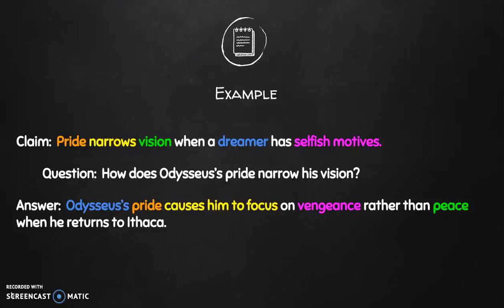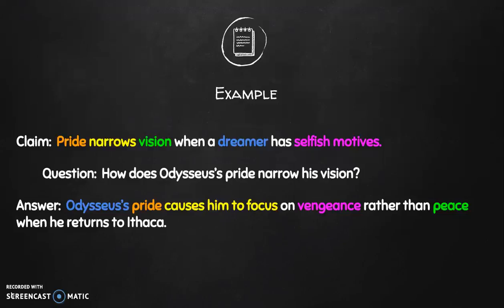So this color coding should help you see how you move from claim to topic sentence. The concept of pride appears in both the claim and the topic sentence. I explain what I mean by narrows in the topic sentence by saying causing him to focus on vengeance. So specifically the selfish motive is vengeance rather than peace when he returns to Ithaca. Okay, I've also been specific about who the dreamer is in the text.